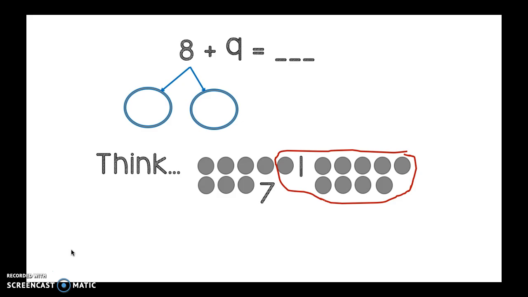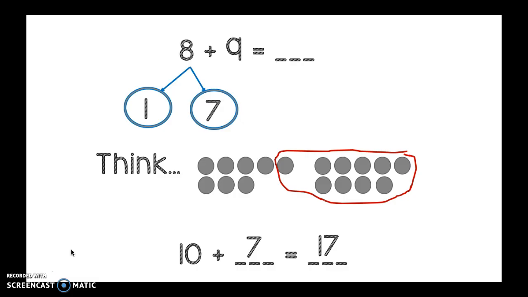Now I'm going to go ahead and fill in my number bond. Those are the 2 parts, of course. I took a 1 out to make my 10 with my 9, and then that means I have 7 left over. So my new number sentence would be 10 plus 7 equals 10, 11, 12, 13, 14, 15, 16, 17. Good job.